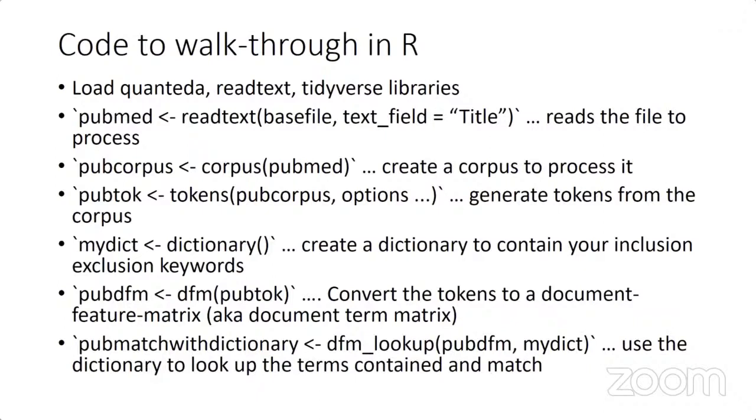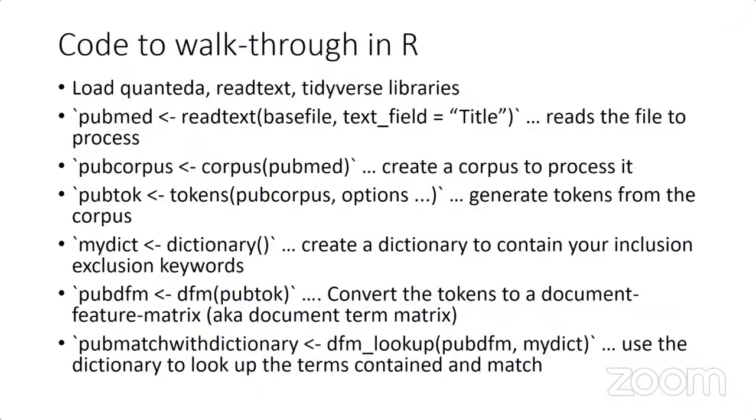The next step was that we converted that PubMed object into a corpus, and the corpus contains all the essential information along with the text level, along with the document level variables in it. Then we converted the entire corpus into a set of tokens, which means that we split up the individual sentences, which were the titles, essentially into individual words.